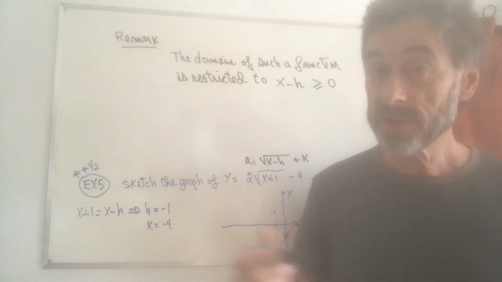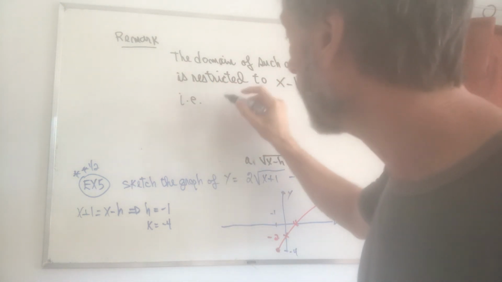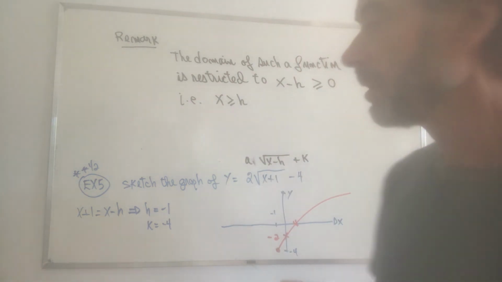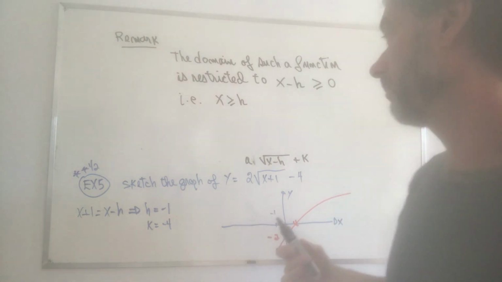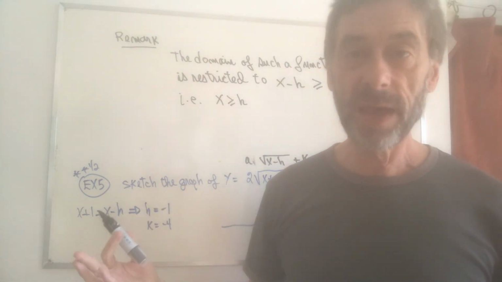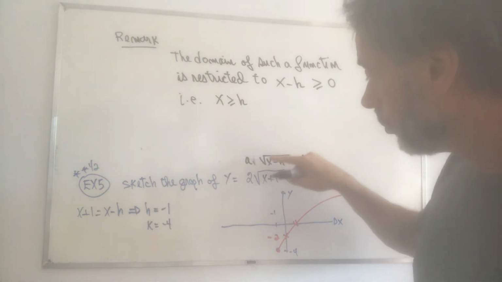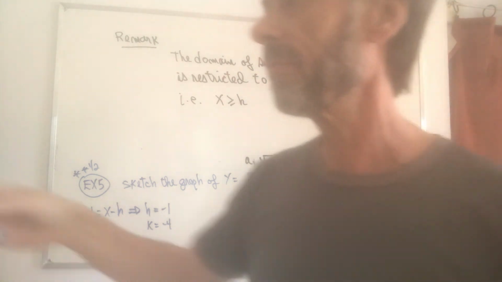So x minus h has to be greater than or equal to 0, i.e., x is greater than or equal to h. That's the type of notion we have to be aware of when we sketch a square root. It has a restricted domain due to the fact that the inside of the root can never be negative.